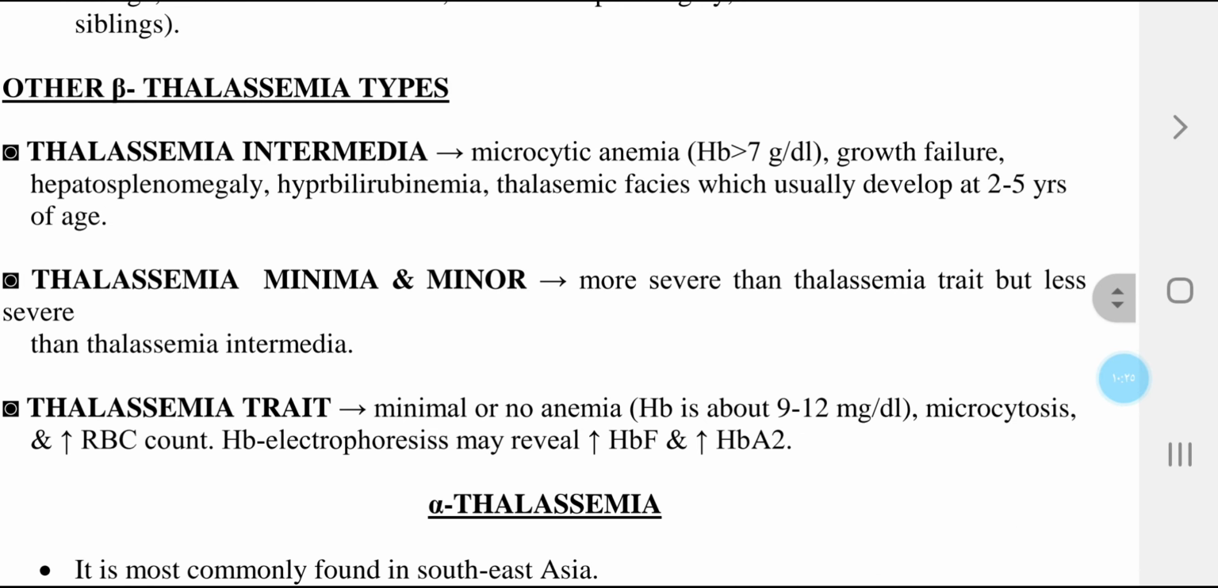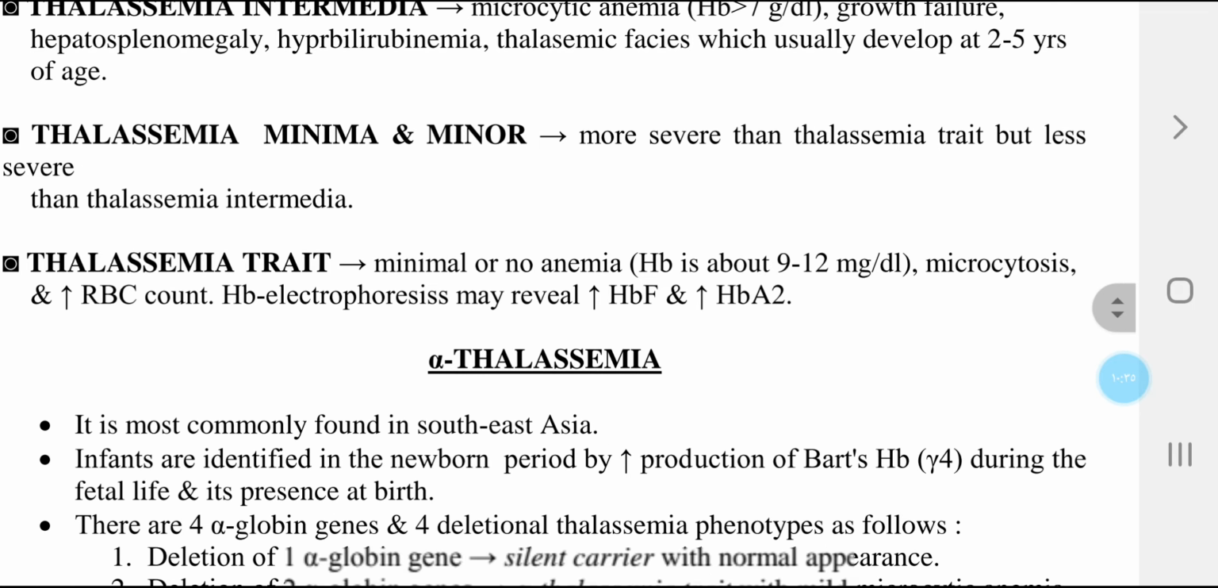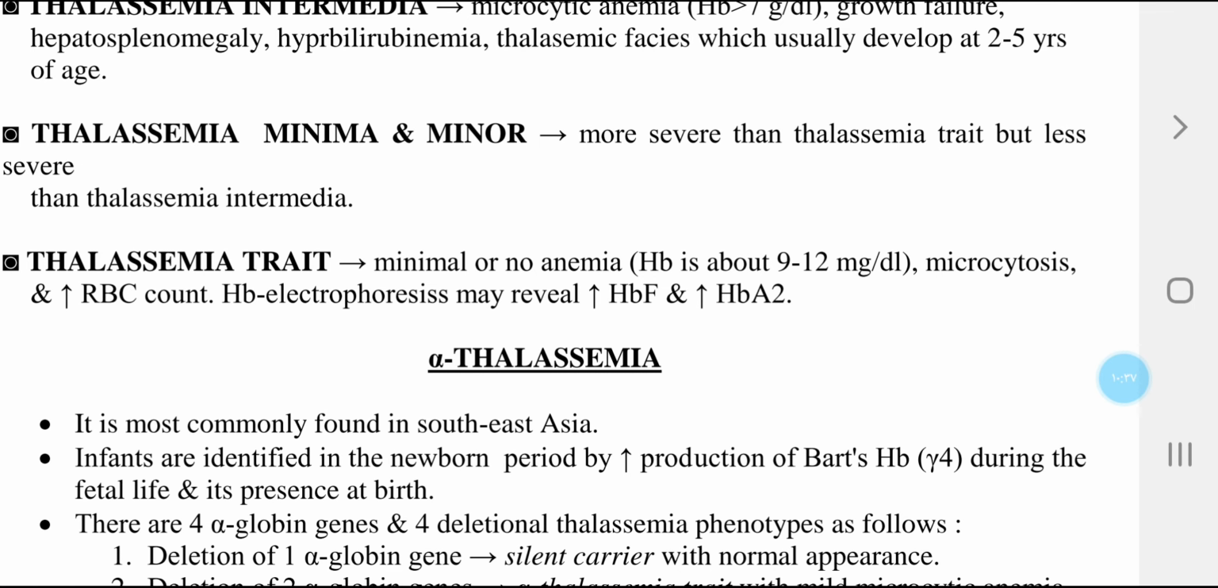Thalassemia minima and minor are when the disease is more severe than thalassemia trait but less severe than thalassemia intermedia. Thalassemia trait presents as minimal or no anemia, hemoglobin about 9 to 12 grams per deciliter, microcytosis and increased RBC count. Hemoglobin electrophoresis may reveal an increased hemoglobin F and increased hemoglobin A2.